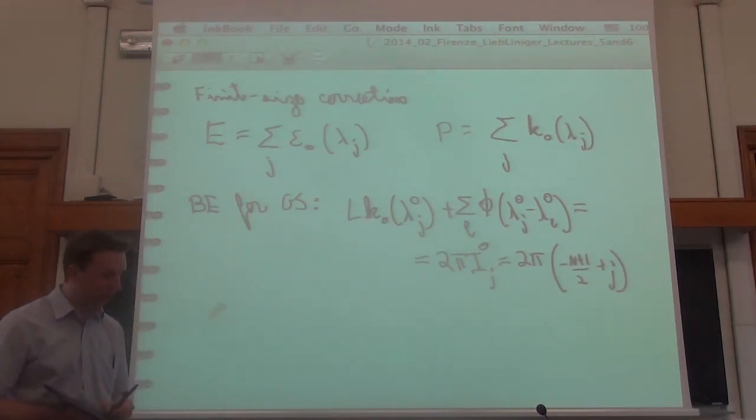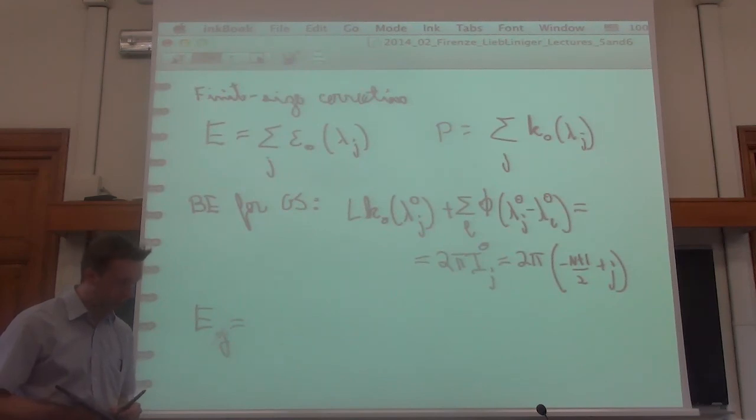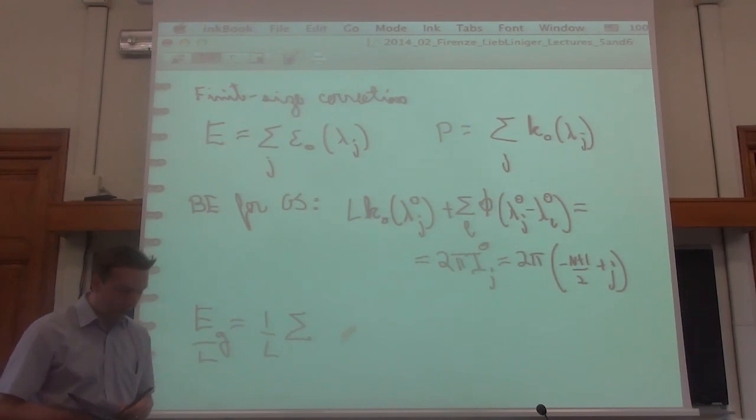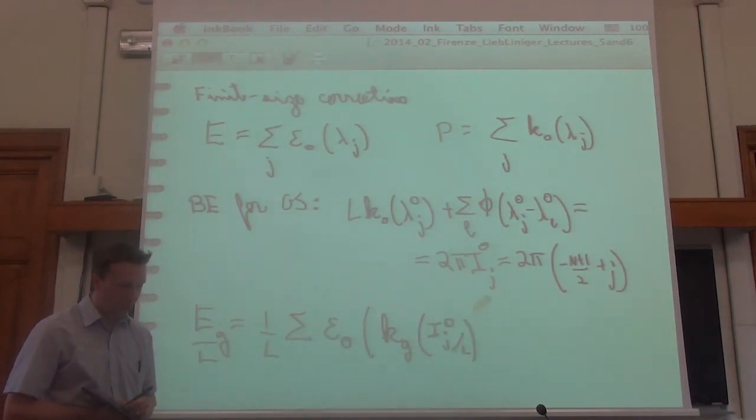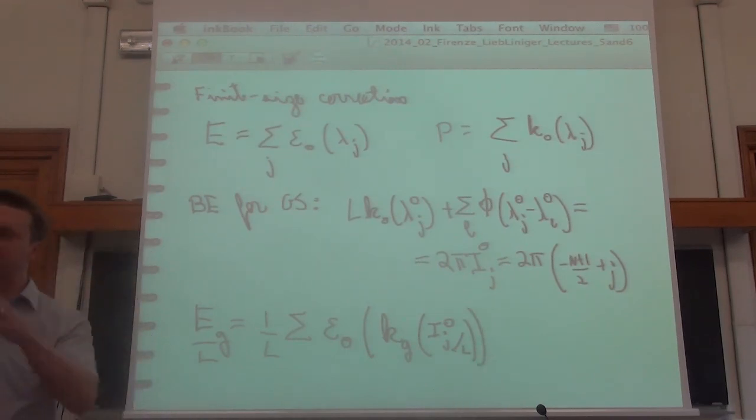Okay, so the ground state energy is just the following object. You just have 1 over L, the summation of this epsilon 0 of now the function k evaluated at these integers. You remember when we did the thermodynamic limit, there was this function k of x that we had defined, so this is this function here.